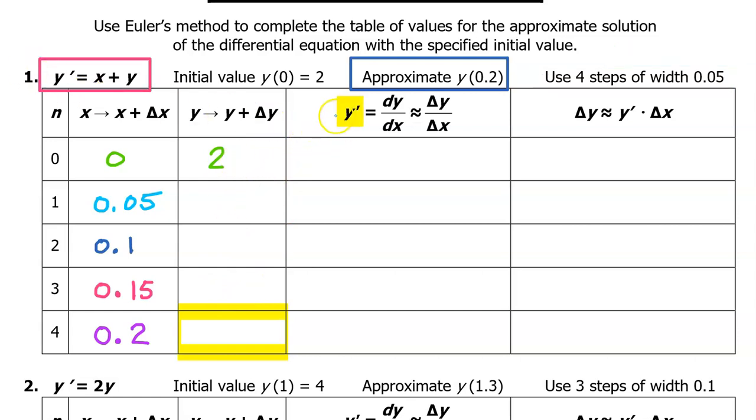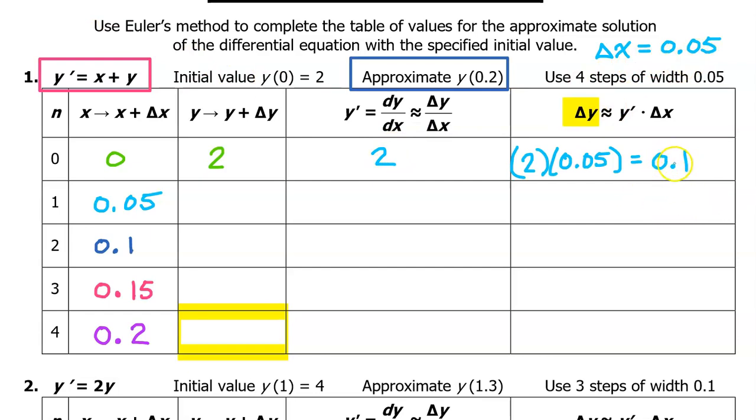To find delta y, we start by finding y prime, and we are told that y prime is equal to x plus y. By the way, I'm switching to light blue right now because in the next two spaces I'm doing the calculations that will allow me to find the light blue y value. So y prime is x plus y, in this case 0 plus 2, so y prime is 2. The last column is for delta y, which equals y prime times delta x. In this case, that's 2 times 0.05. That's 0.1.